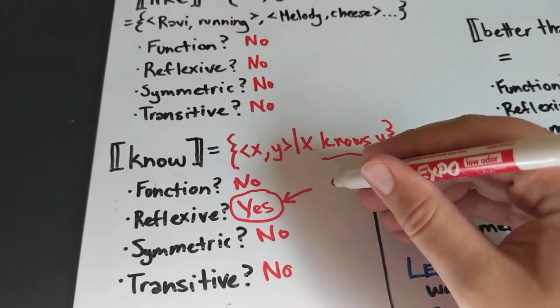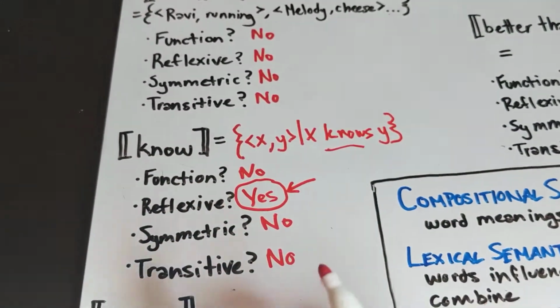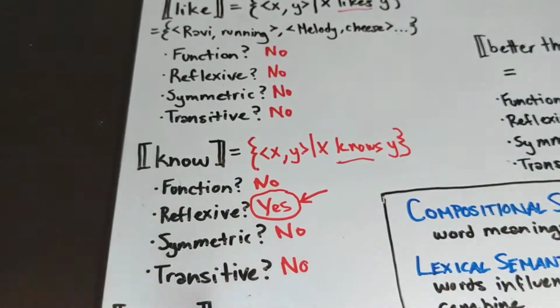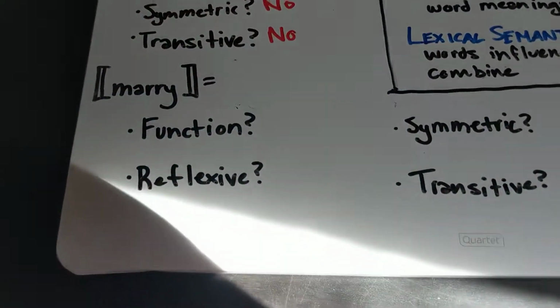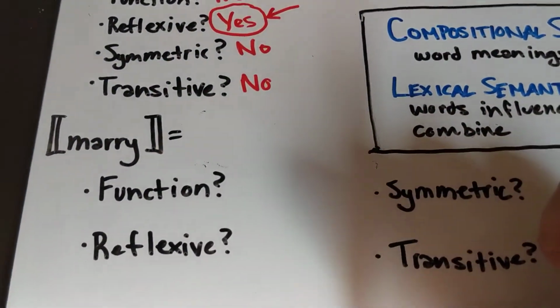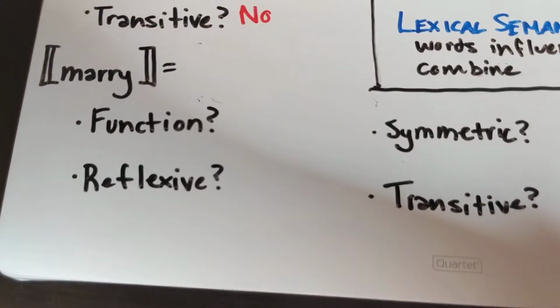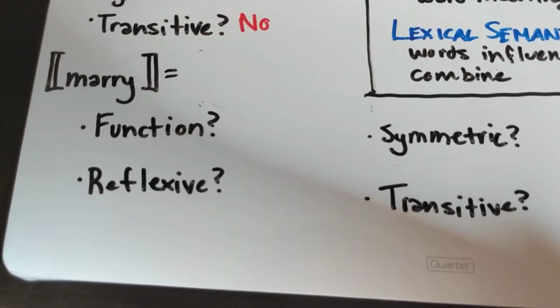So we'll come back to this in a minute. We're going to go through a couple more of these examples. So we already talked briefly about the word is married to in the last video, but now we're going to talk about the verb marry.